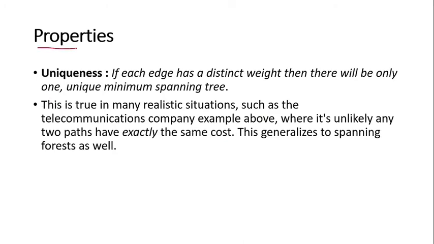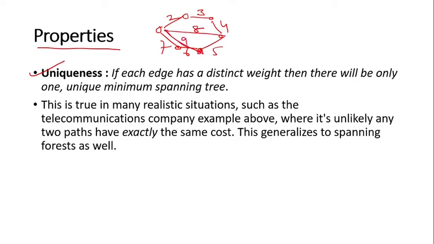There is another property of the spanning tree, which is uniqueness. What kind of uniqueness is it? If each edge has a distinct weight. Now this is another interesting thing. Earlier I showed you that all edges have the same weight. Let's say each edge has a unique weight: 2, 3, 4, 5, 6, 7, and let's say this is 8, and this one is 9.